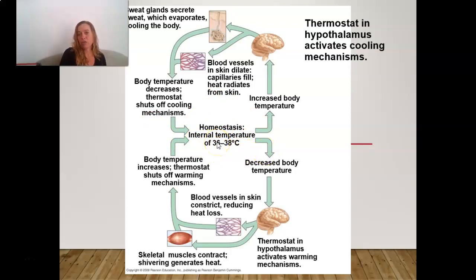What happens if you get too cold? Well, you have a decrease in body temperature. The thermostat in your hypothalamus, a part of your brain that takes care of stuff like that, activates warming mechanisms. Your blood vessels in your skin are going to constrict to try to conserve that temperature and that heat energy. Your skeletal muscles are going to start to contract, and that's going to generate some friction and some other heat energy. Hopefully your temperature is going to increase. Then the thermostat turns down and you maintain homeostasis.